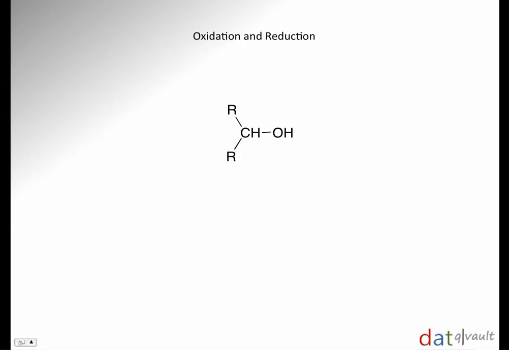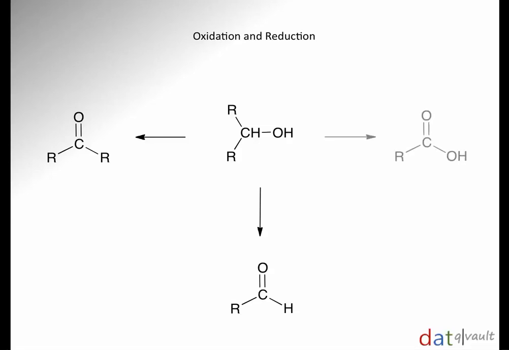In this video, we're going to talk about oxidation and reduction. In specific, we're going to talk about oxidation of alcohols to carbonyl compounds, and the reduction of those carbonyl compounds back to the corresponding alcohols. So first, we're going to look at oxidation of alcohols. We can oxidize secondary alcohols to ketones. We can oxidize primary alcohols to the corresponding aldehydes, and we can also oxidize primary alcohols to the corresponding carboxylic acid.